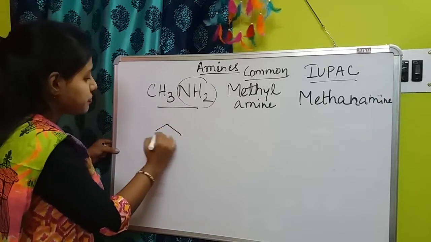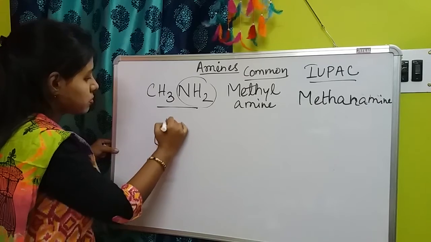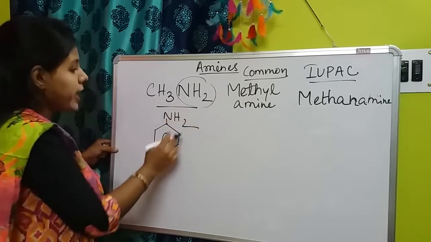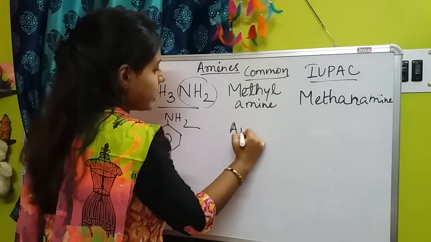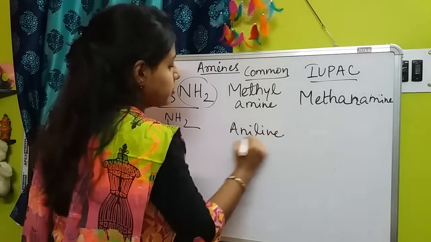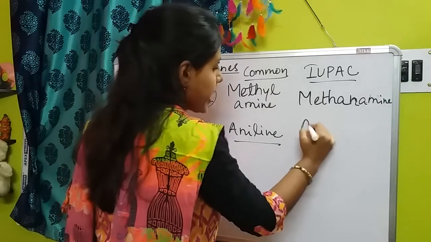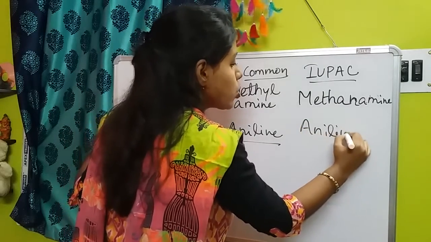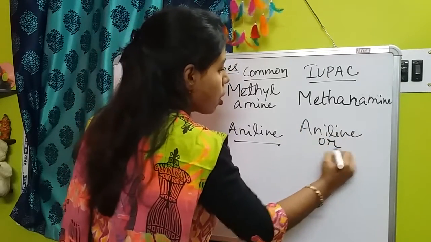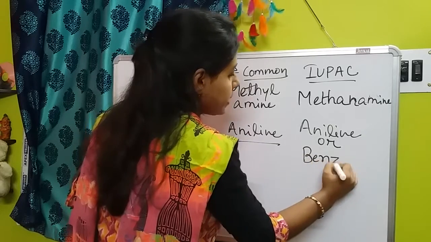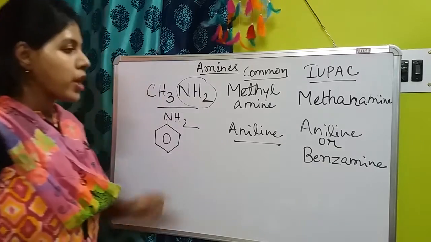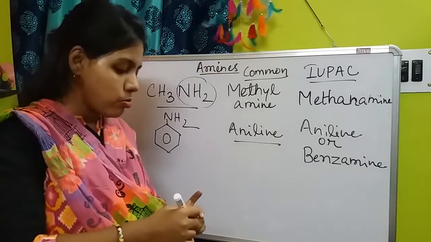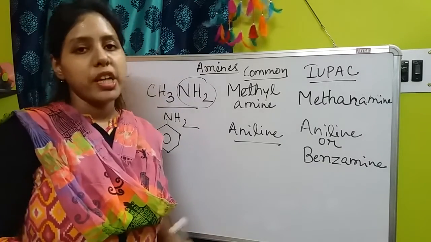Now for benzene, the aromatic ring with an NH2 group, the common name is aniline, and aniline can also be used as the IUPAC name, or benzamine. So these are all the examples, and more examples you could see in the notes.